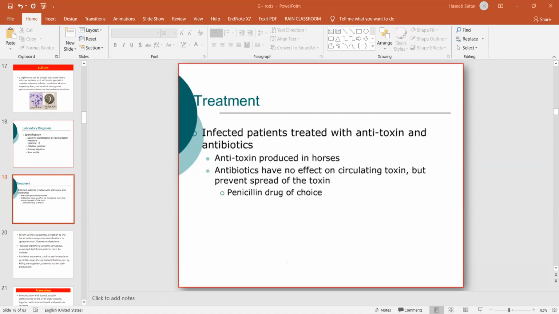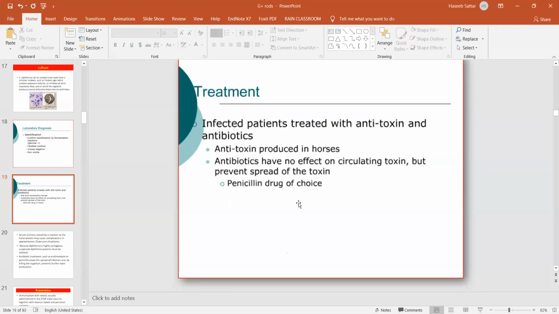Because this antitoxin is produced from horse serum, about 10% of patients may get an allergic response against this horse protein. So this is also one of the treatment complications. Patients may develop serum sickness or a kind of allergic reaction against this horse protein, because these antitoxins are proteins produced in horses. So this is another complication.